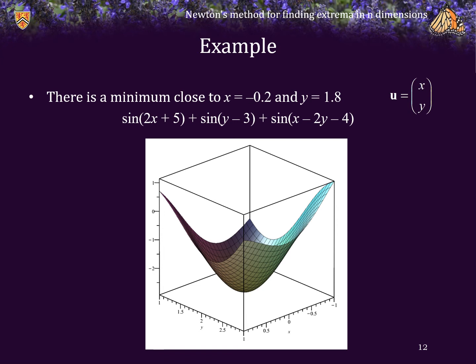Now, if you take a look more closely, you will find that there appears to be a minimum close to the point x equals -0.2 and y equals 1.8. So let us use that as our initial value, and let's see if we can use Newton's method to converge to the actual extreme point.